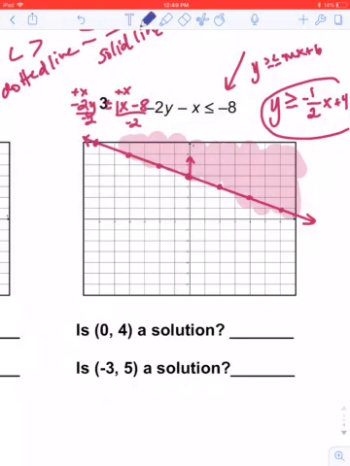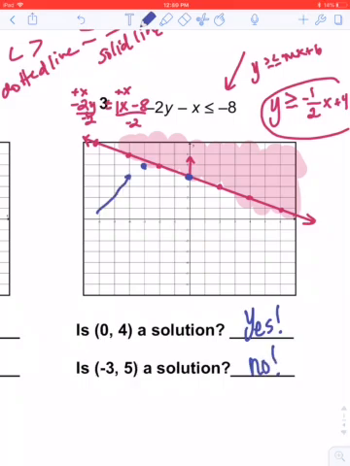So is (0, 4) a solution? That is on my line, and because this is equal to, the answer this time is yes, because the line was solid. It's equal to. Is (-3, 5)? That's right here. It's just barely south of the line, so the answer here is no.